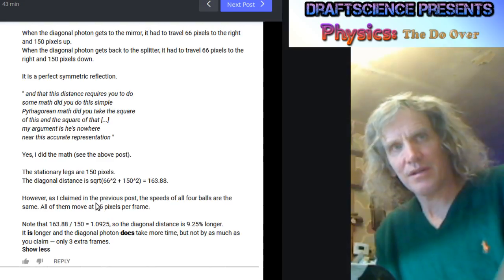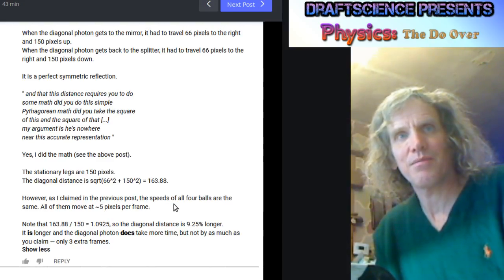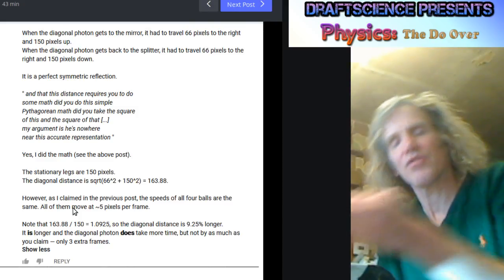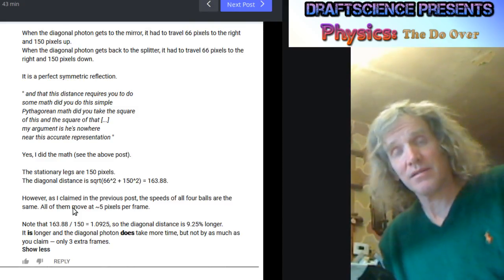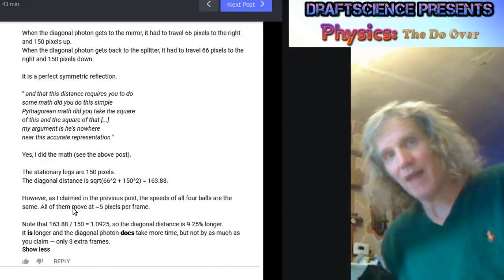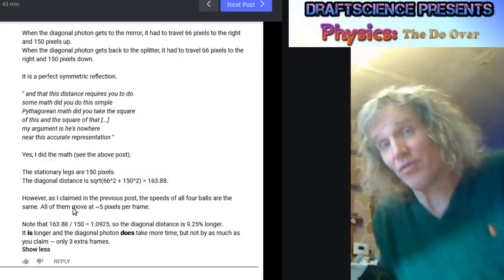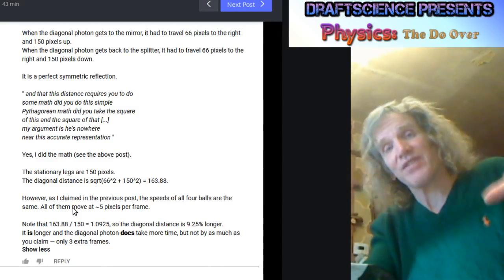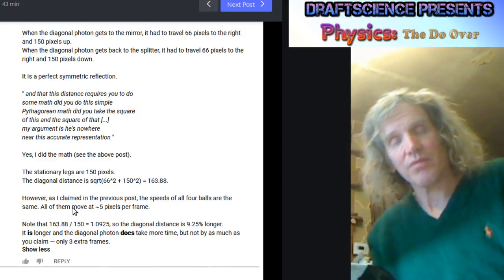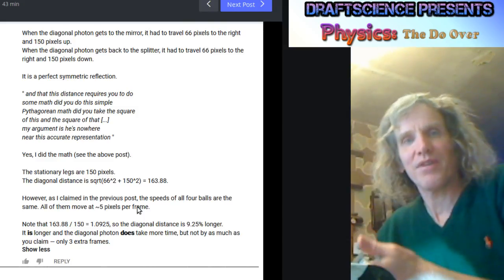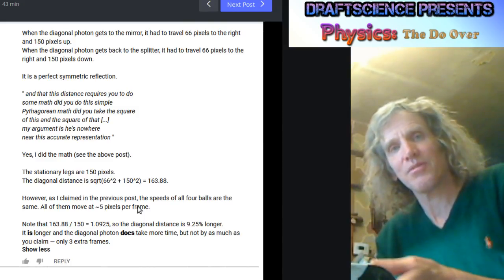Alright, so anyway, here we're continuing. However, as I claimed in the previous post, the speeds of all four balls are the same. Well, the speeds can't be the same. You can't change the distance in your model, right? You can't warp distance to reflect changes. So you have to change the speed of the object to reflect a diagonal line. There's no other way to do it. You have to slow the ball down, because you can't physically change the distance in the pixel world. So you have to cheat on one of the variables. Either you cheat the speed or you cheat the distance in your model, but you have to warp one of them to the circumstance.